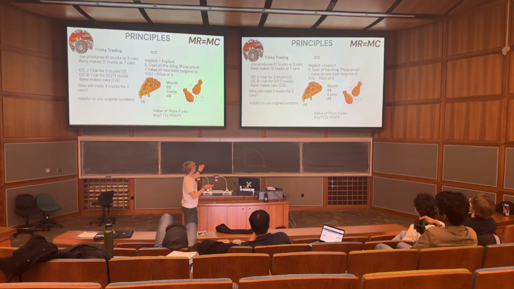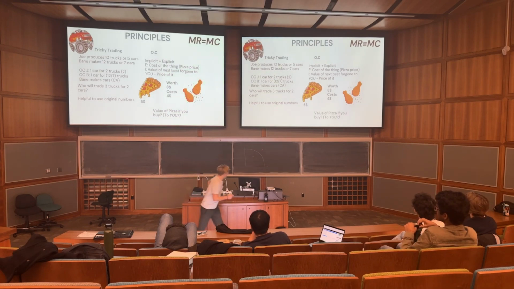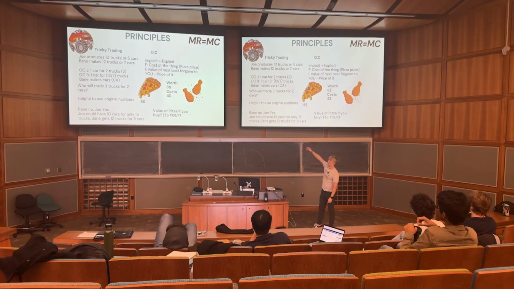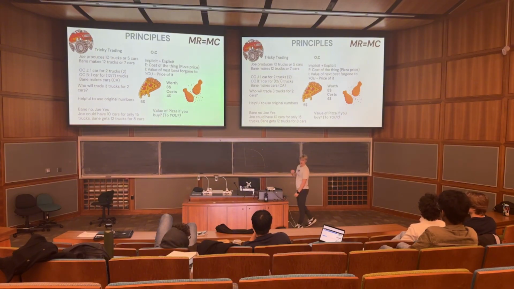Now, for Bain, he could get 12 trucks or 8 cars. Now, Bain is producing cars. So if he traded, he would have to essentially make an extra car to get the same amount of trucks. So Bain would say no, and Joe would say yes. Does that make sense?